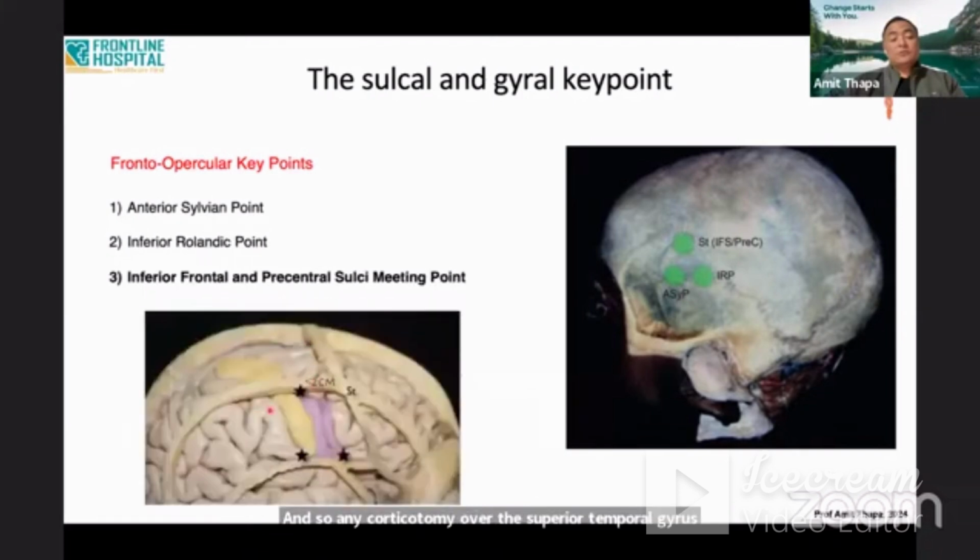And then the other point which is important to understand is the inferior frontal and the precentral sulci meeting point. So the inferior frontal sulcus actually intersects with the precentral sulcus at a point which is just about 2 centimeters below the stephanion craniometric point, and it actually marks the anterior border of the precentral gyrus, and also the posterior and the superior border of the orbital gyri. So this can actually be a very important landmark when we are trying to open this area through the anatomy and all those.